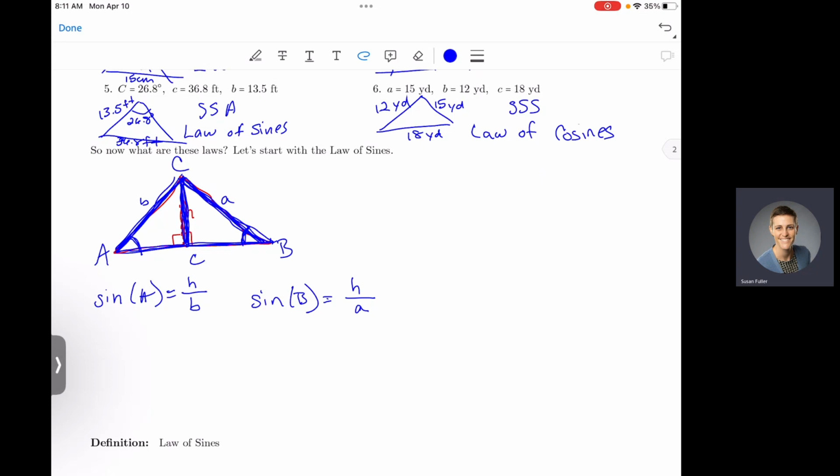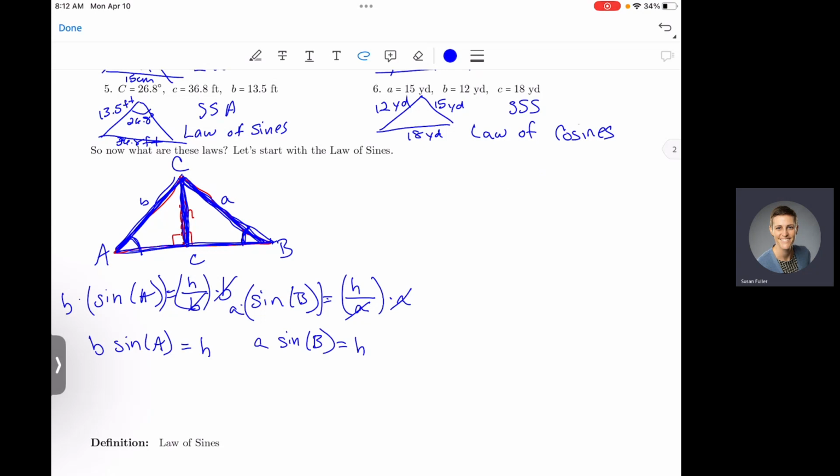Now, to figure out what the law of sines says, we're going to multiply each of these by the denominator to clear our fractions. So we're going to multiply everything here by b to clear those fractions. And I'm going to get that our h on this left side is equal to b times the sine of angle A. And I can do the same thing over here on the right. I'm going to multiply everything here by a to clear that fraction. So here on the right, I have that our h is equal to a times the sine of angle B.